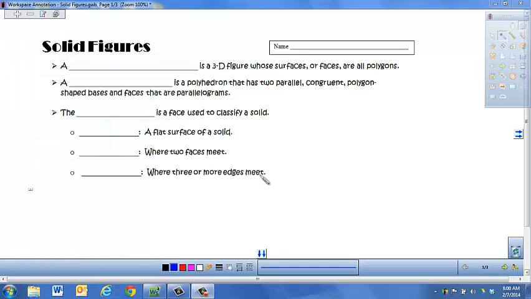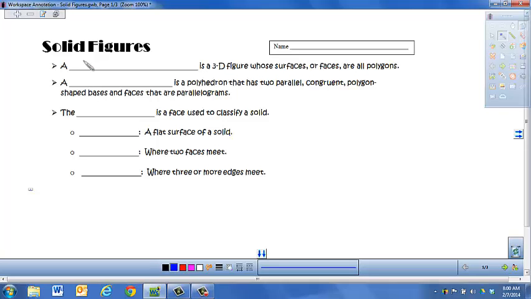Today we are going to be studying some vocabulary words and definitions for solid figures and 3D figures. You all have a note sheet, and I want you to follow along with me and fill in the blanks as we move through this video. The first thing we're going to look at is some definitions.